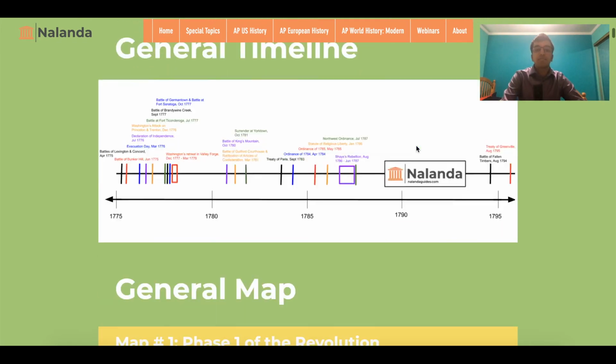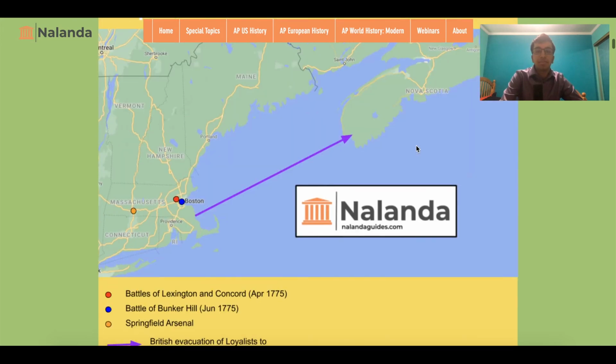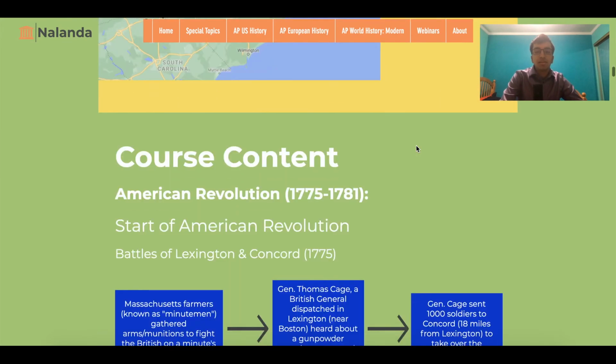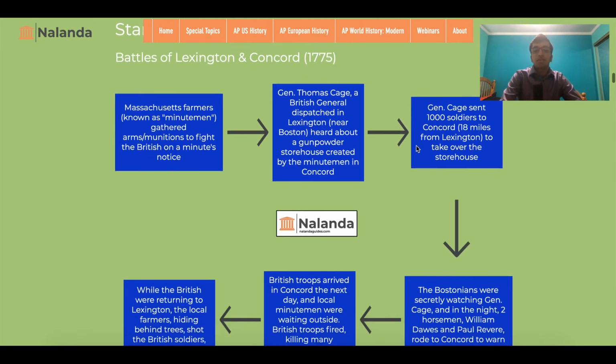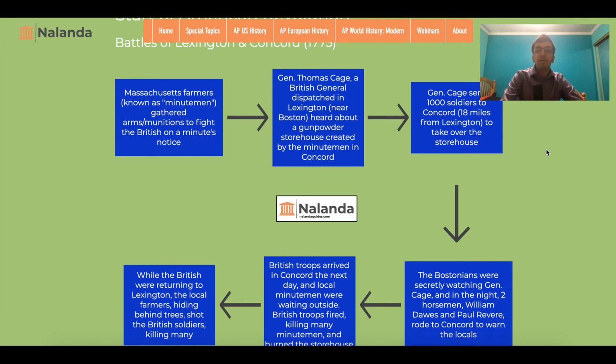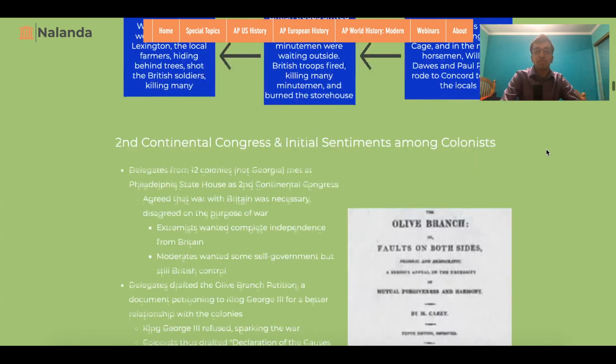So basically, here's a timeline, here's a map, and you may remember from last webinar that the brief skirmish between the colonists and the British at the Battle of Lexington and Concord near Boston started the Revolution. So basically, the colonists had a brief skirmish with the British over an arsenal that the colonists had created at Concord, and this is regarded as the start of the American Revolution.